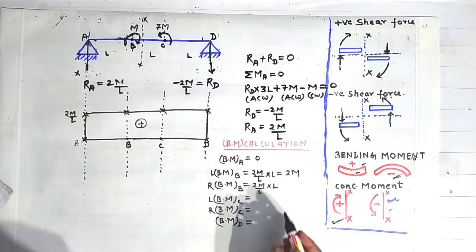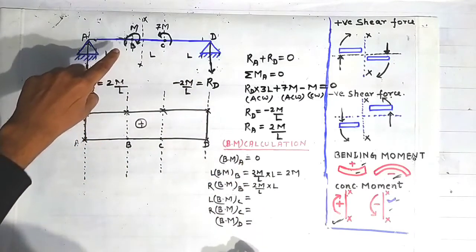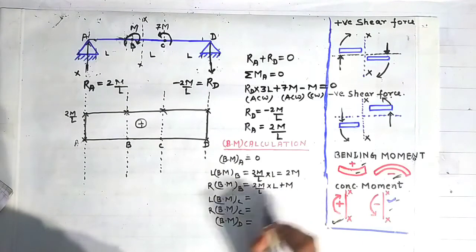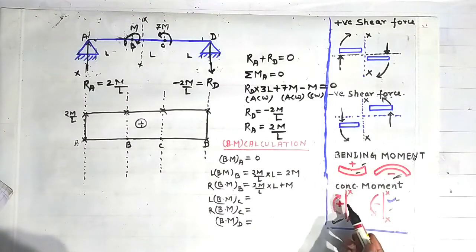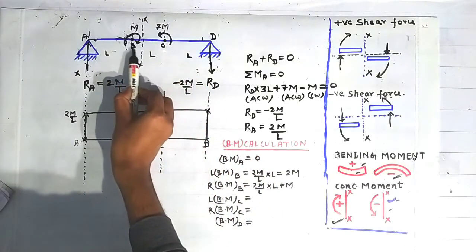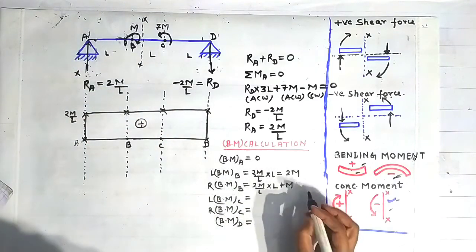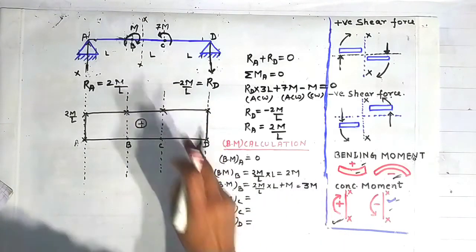It is treated so. Now it will give us this term, and because of this moment there will be this moment of magnitude plus M. Why? I will show you. According to our sign convention of concentrated moment, if a moment is acting on the left hand side of a section and going in clockwise direction, it is treated as positive. So similarly, this moment is acting on the left side of this section XX and is going in clockwise direction. That's why it is treated as positive. So it will give us 3M. Now we will calculate the bending moment on the left side of the point C.